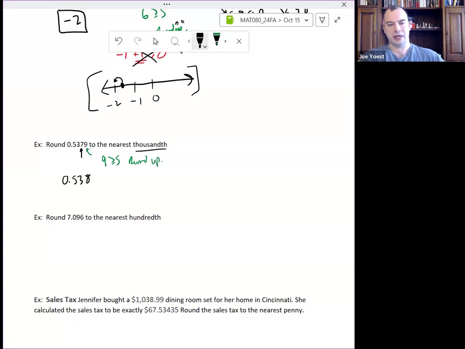Let me write that a little better. There we go. I keep all of my digits to the left of the 7, now 8, exactly the same. And the digits to the right, I just get rid of. Essentially, they become like zeros, but I don't have to write them because they are to the right of the number after the decimal point. So this would be 538 thousandths.